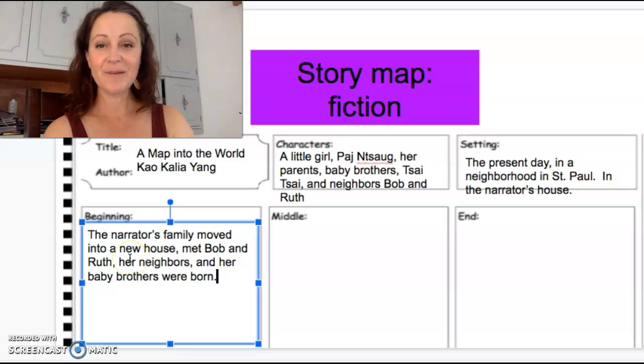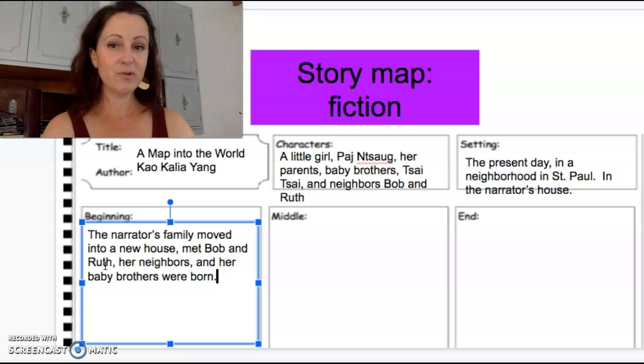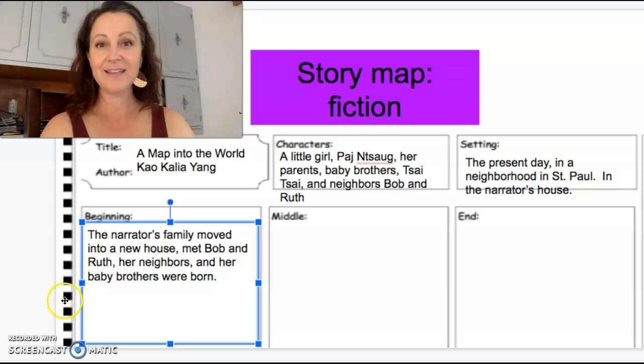So for your work, your response is going to be working on a story map just like this one, but you will not be writing about this story. Instead, you will be writing about one of your own independent books.